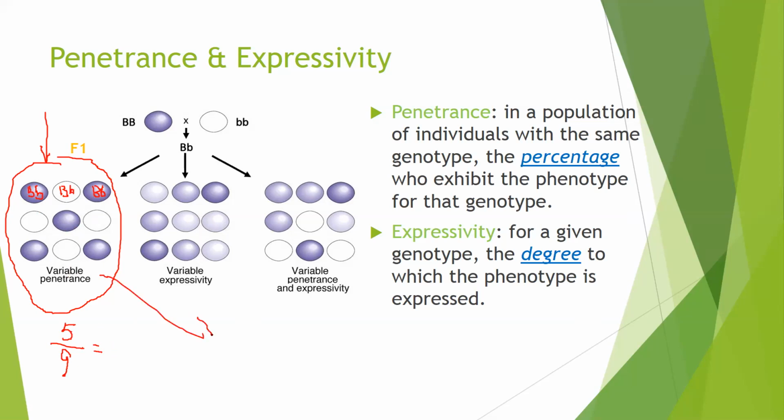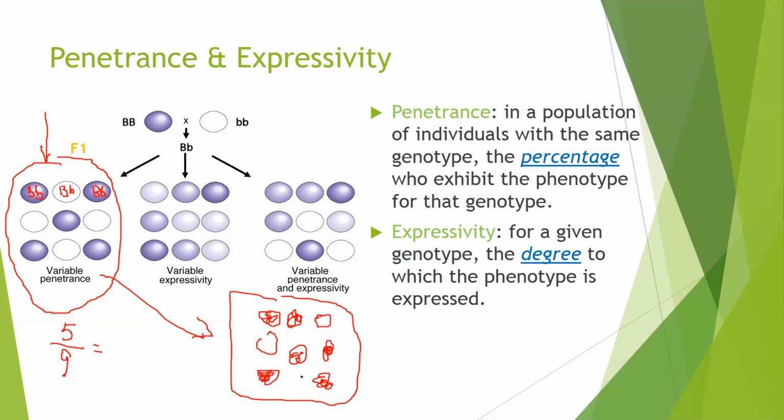But imagine if you repeat this experiment and generate another population, maybe that time you have 6 showing purple and 3 showing white. In this case, when I ask you to calculate the penetrance rate, this will become 6 out of 9, right? So you're going to see the variability in the penetrance rate. This is what I meant by the variable penetrance here.